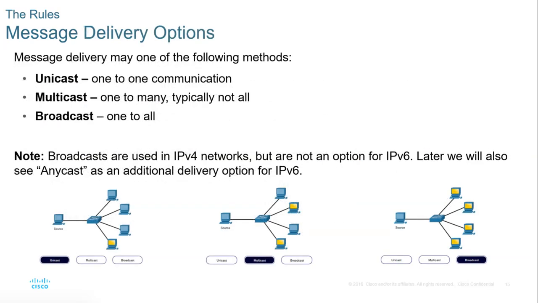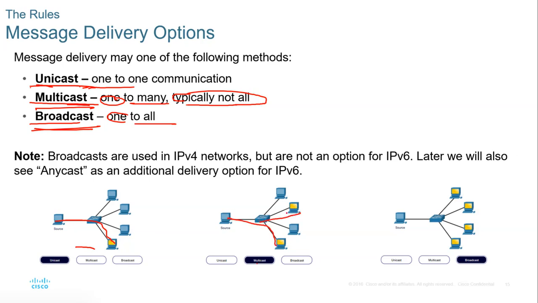We talked about the delivery option. That is where we deal with unicast, multicast, and broadcast. Broadcast is one to all. Multicast is one to many, typically, but not all. And unicast is one to one. And the figures are here. As you can see, this is unicast. We have multicast, which is one to a group, and then we have broadcast, which is one to all.